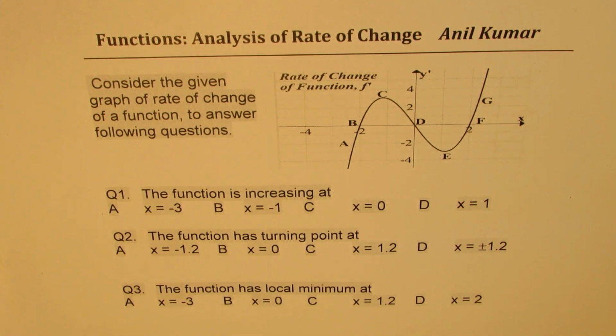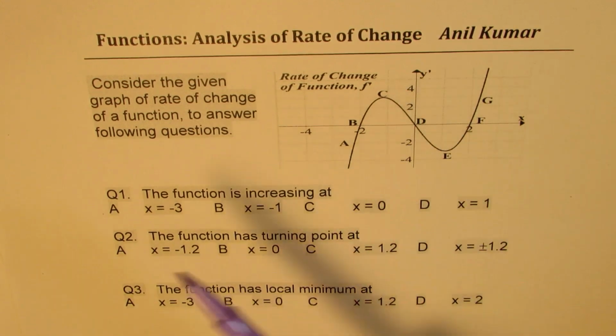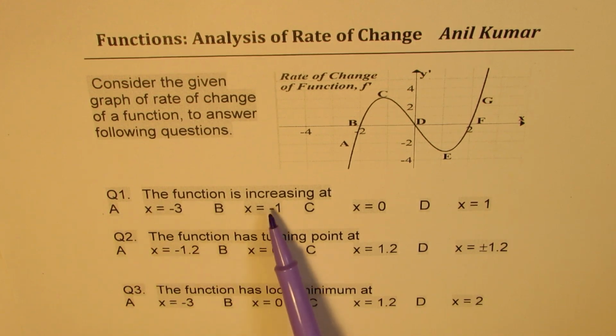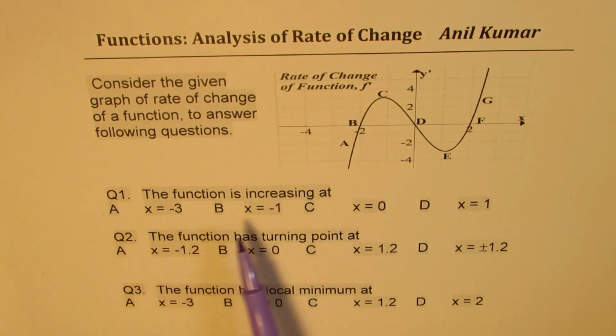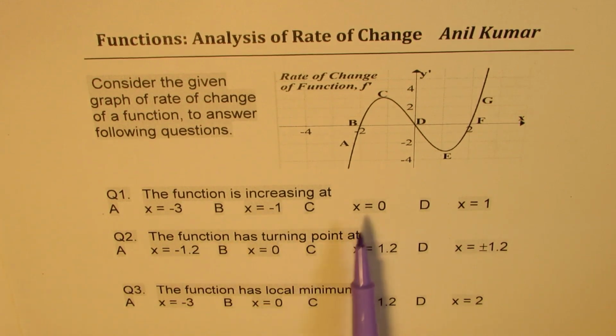Now let's try to understand. The question here is, consider the given graph of rate of change of a function to answer the following questions. So that's the rate of change of a function's graph. Question number 1, the function is increasing at which point? I've not given an interval here. We are only considering points. You need to identify the point where the function is increasing.